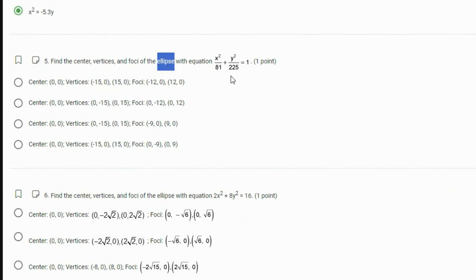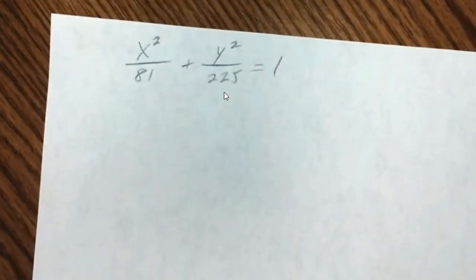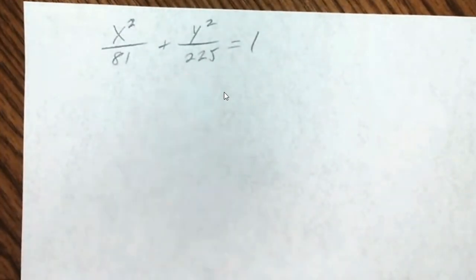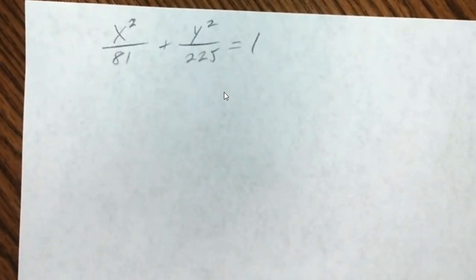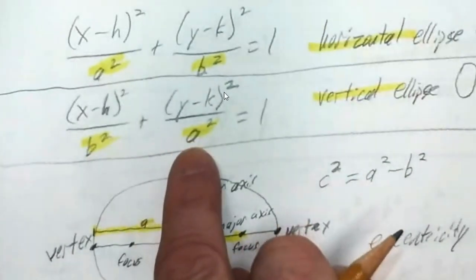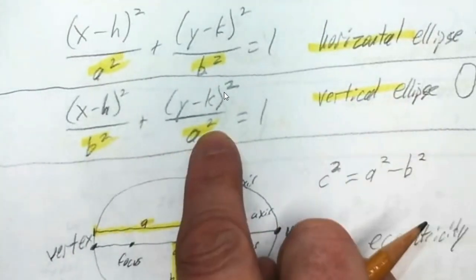They gave us one equation. So I'm going to turn this over. Oh, I already got work on the back of that page. All right, let's get a blank page so we can write this down. Since the larger number is on the y, that tells us right off that this is going to be a vertical ellipse. So what is a and b?